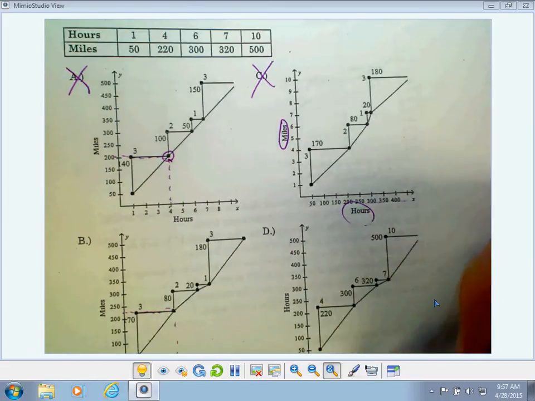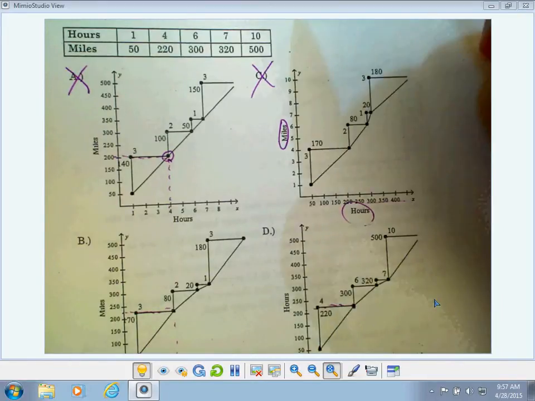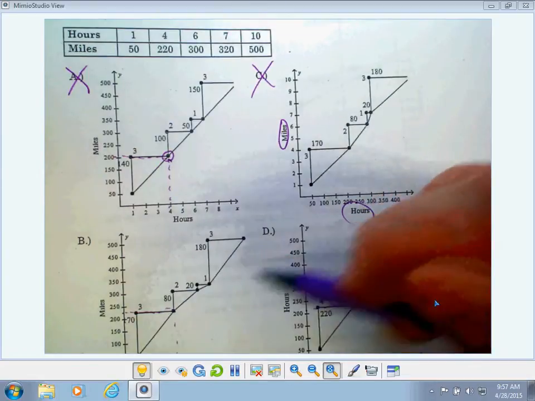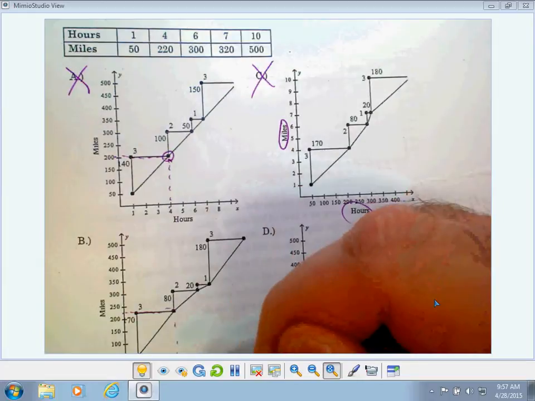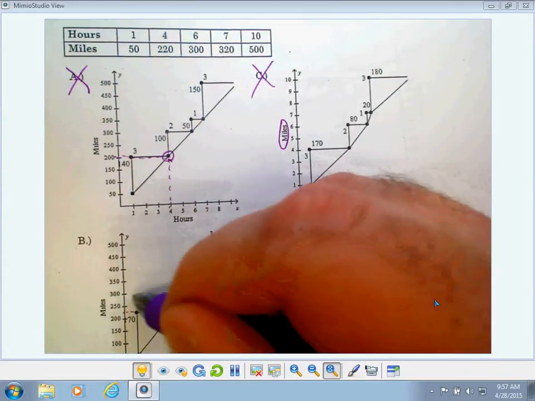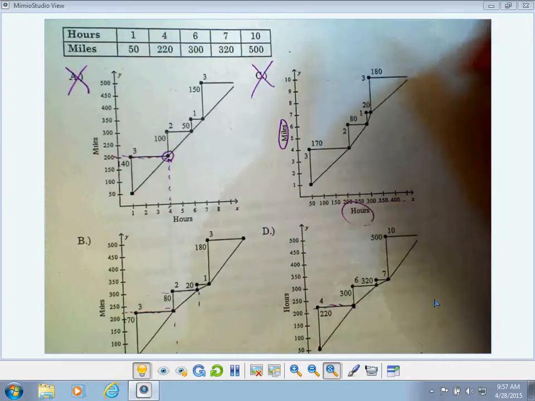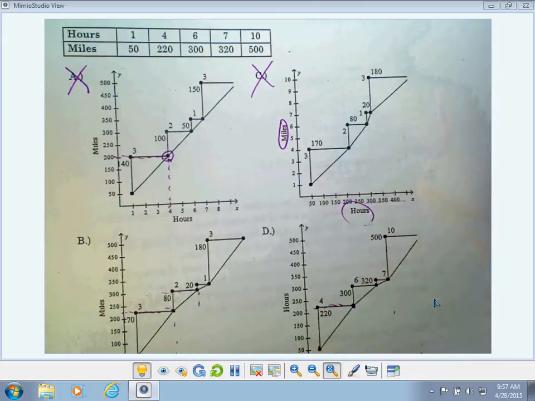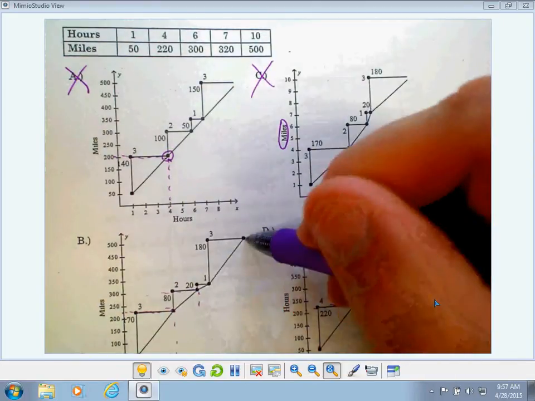Let's see if the other one is correct. 1 is at 50. 4 is at 220. So we're okay there so far. Okay, so then what else do we have? Let's make sure the other ones are graphed correctly. 6 at 300. That's okay. 6 at 300 is okay. 7's at 320. Okay. And finally 10, which will be out here at 500.